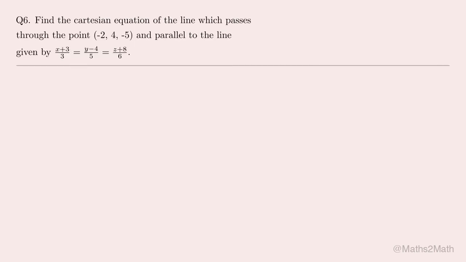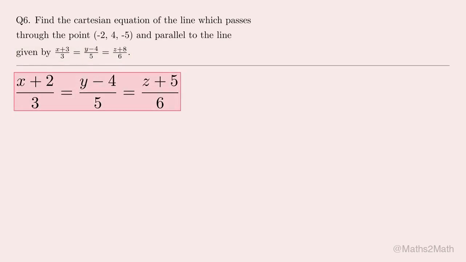Question 6. Borrow the direction from the given line. Same denominators, new point. The given line has direction ratios 3, 5, 6, so through our point the equation keeps those denominators.